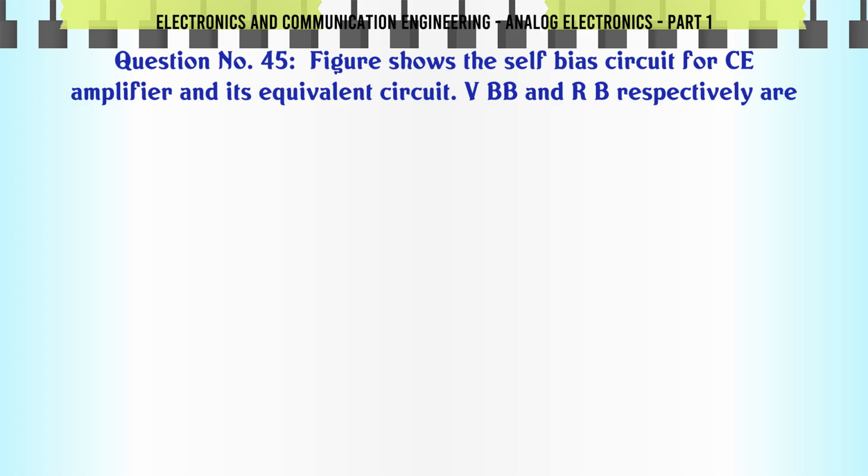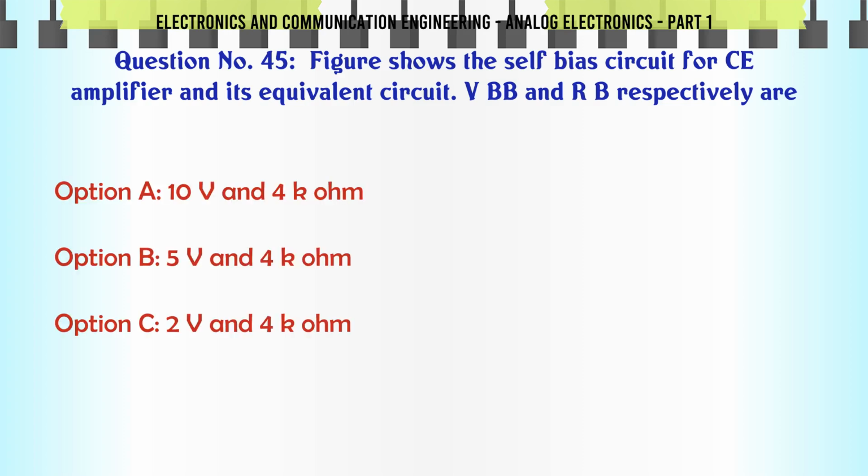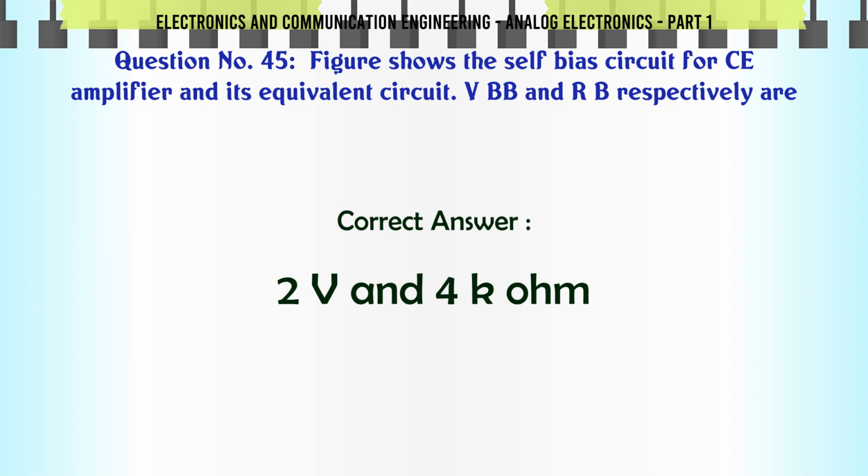The figure shows the self-biased circuit for a CE amplifier and its equivalent circuit. VBB and RB respectively are A. 10 V and 4K ohm, B. 5 V and 4K ohm, C. 2 V and 4K ohm, D. 2 V and 10K ohm. The correct answer is 2 V and 4K ohm.